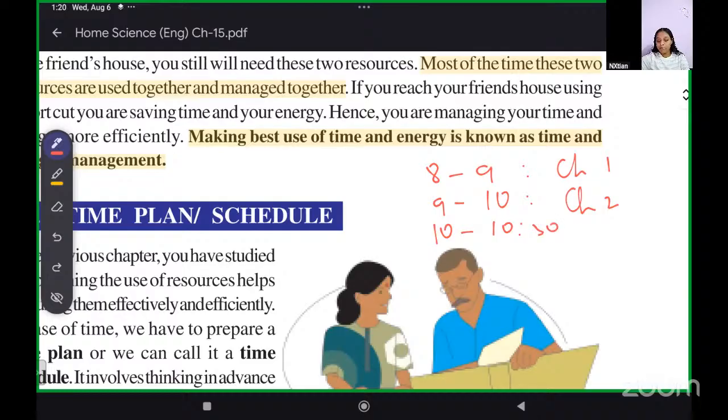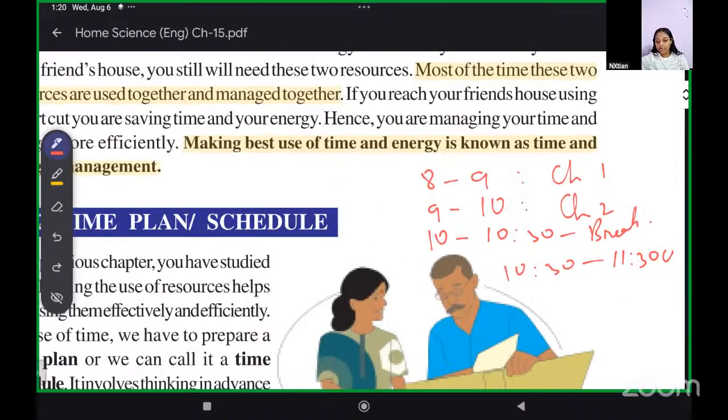10 to 10:30, break, then 10:30 to 11:30, chapter 3. I'll show you some of my time plans. I have them in my notes, so I'll show you some of the time plans that I've made for study.